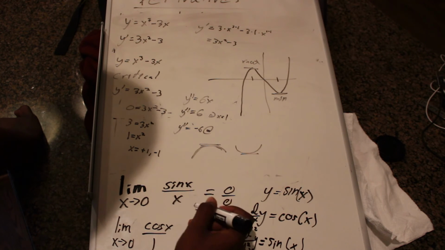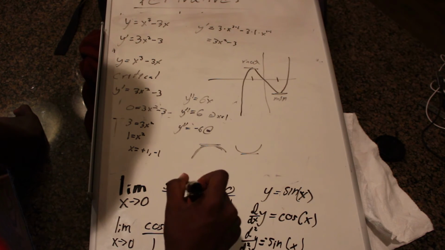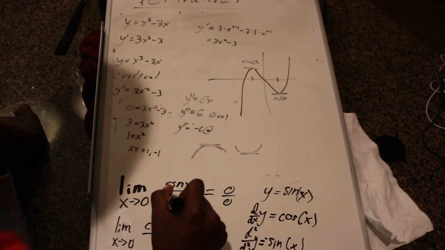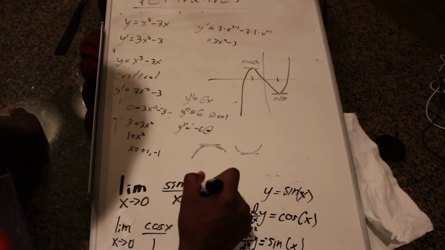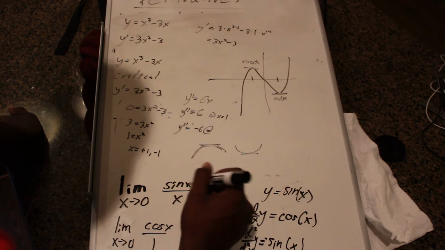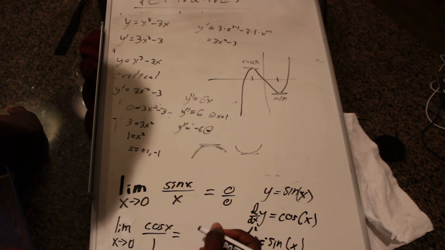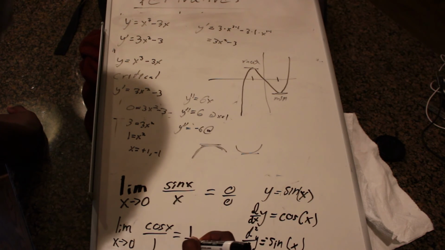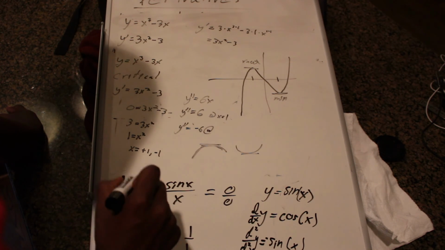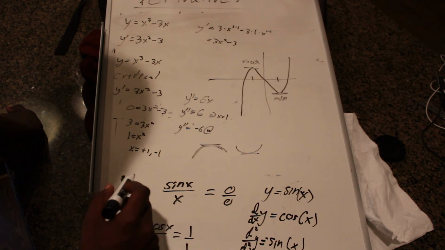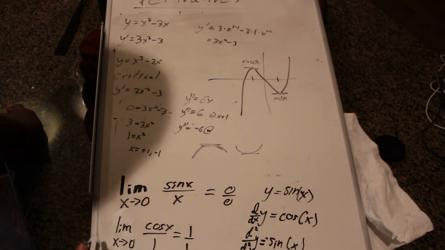over 1. Because if you use the power rule, it's to the first power, so you multiply it by 1, then you subtract 1 from the exponent, and you're left with x to 0, so that also equals 1. And that gives you an answer of 1 over 1. So, by L'Hopital's rule, this is equal to this.